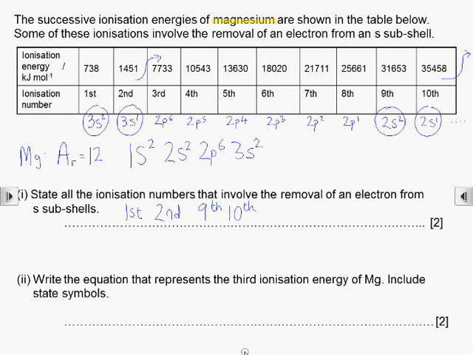Now we're asked to write an equation for the third ionisation of magnesium. That's the one that's going to result in a 3+ ion in the gaseous state. Always the gaseous state, because that's what the definition of ionisation energy says. So we've removed an electron to get Mg3+. That means we must have started with Mg2+, and there's our finished equation.